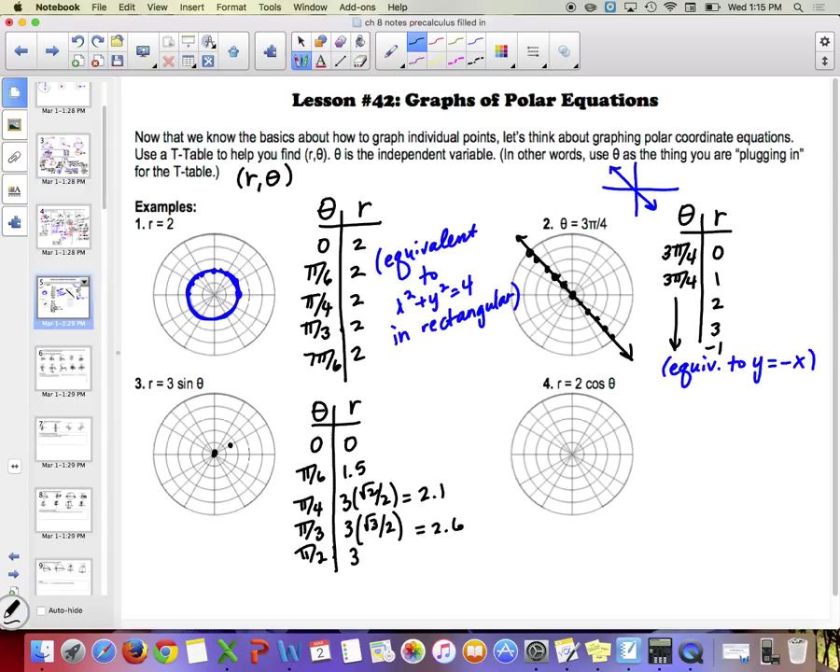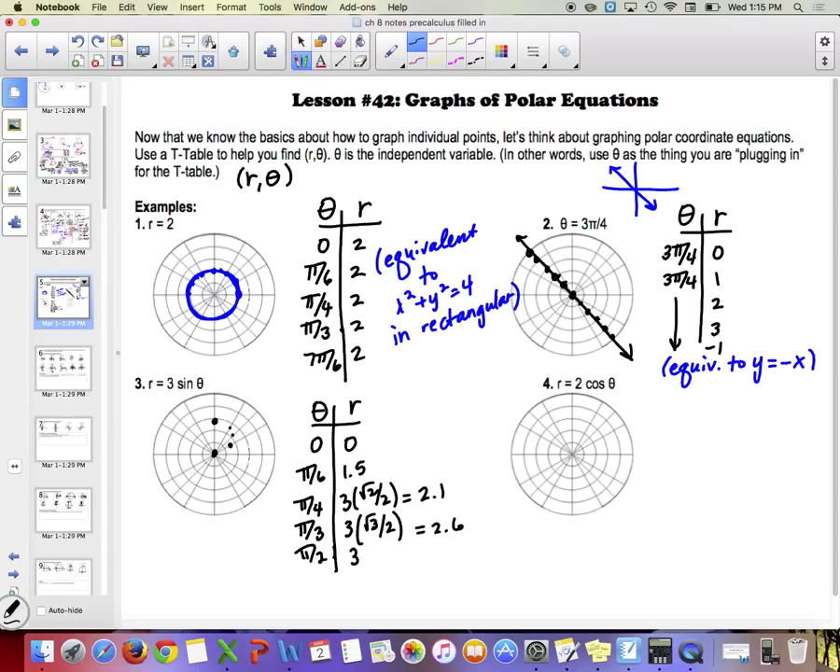And then we have pi over 4, 2.1. It's a little bit bigger than 2. And then we have pi over 3, 2.6. So we're still getting a little bit bigger. But then all of a sudden pi over 2 is at 3. Is that as big as we're going to get, you think? Can it go to like 6, 7, 8?